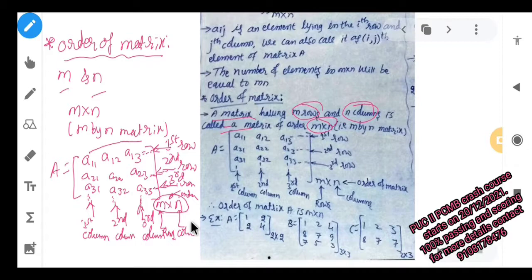So m rows, n columns, and this product m by n gives the order of a matrix. This product value gives how many elements are there in the matrix. m by n tells the order of a matrix. I hope everybody understood clearly about the order of a matrix. Simply, what tells how many rows and how many columns there are is called the order of a matrix.